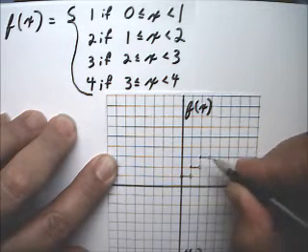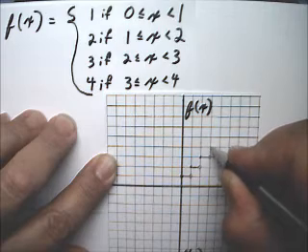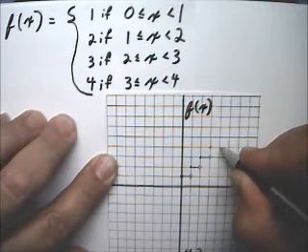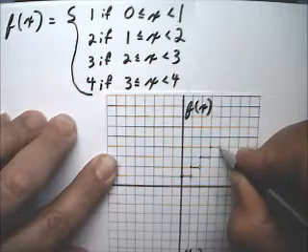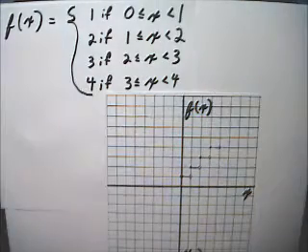Okay, and the book does point out that this is called a step function because it looks like steps. Okay, so that's the graph.